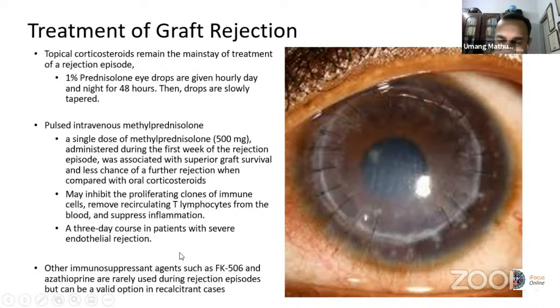Once this intensive treatment has been given, then one can also, in a high-risk graft, put the patient on immunosuppression like azathioprine.